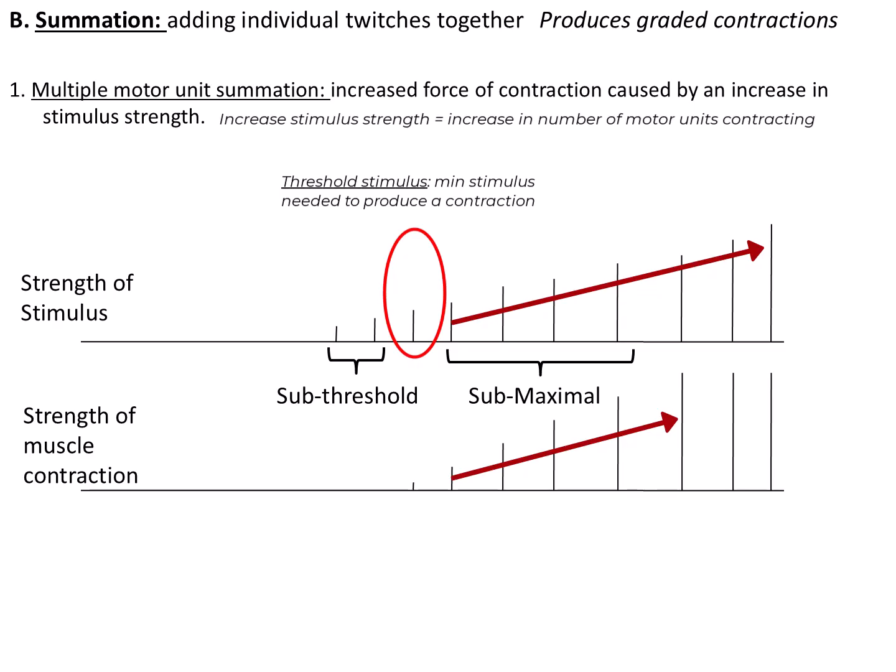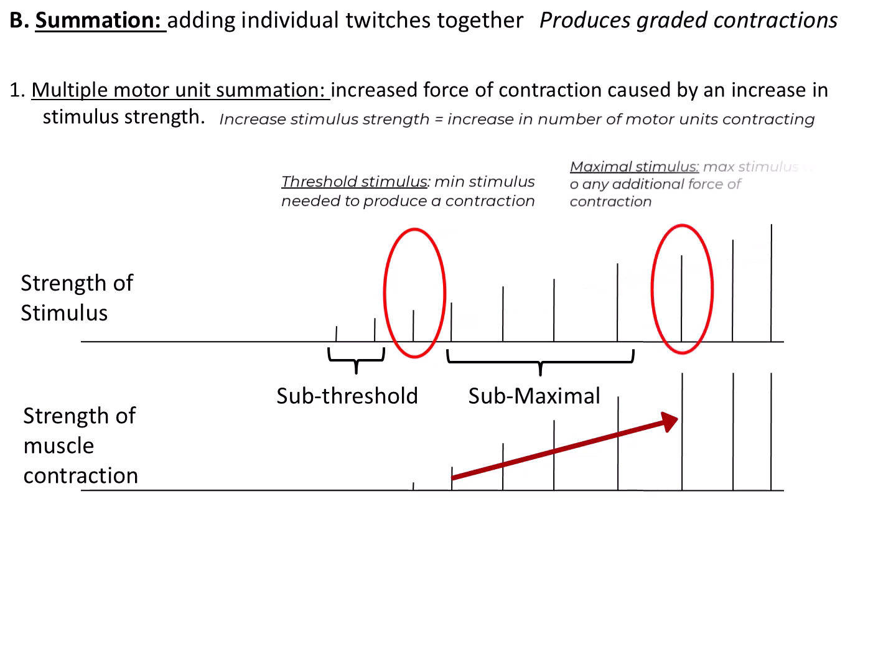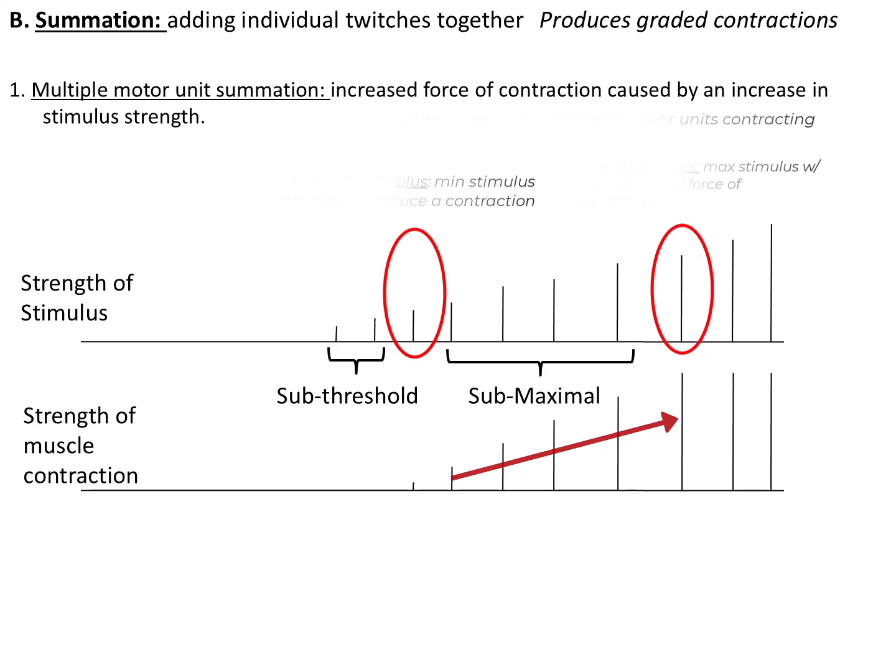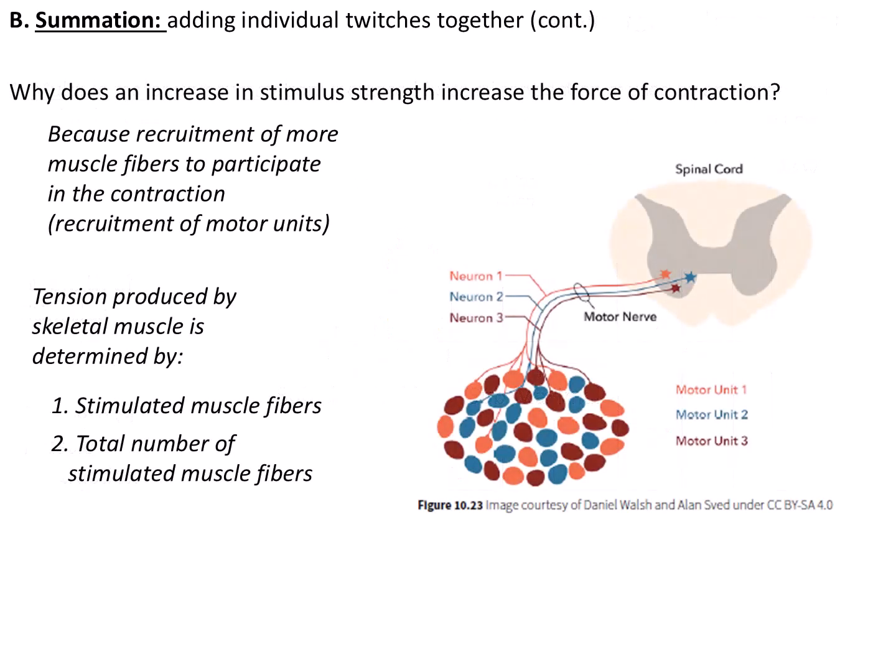This continues until a certain point is reached where the force of contraction does not increase with increasing stimulus strength. The stimulus that results in the maximal force of contraction is the maximal stimulus. All the stimuli between threshold and maximal are referred to as submaximal stimuli. The question is, why does an increase in stimulus strength increase the force of contraction? This effect is due to the recruitment of more muscle fibers and more motor units to participate in the contraction. As additional muscle fibers and motor units are recruited, the force of contraction increases.